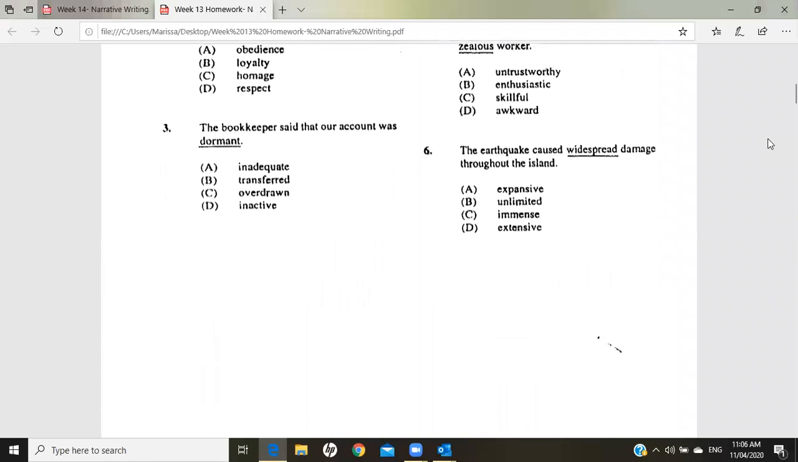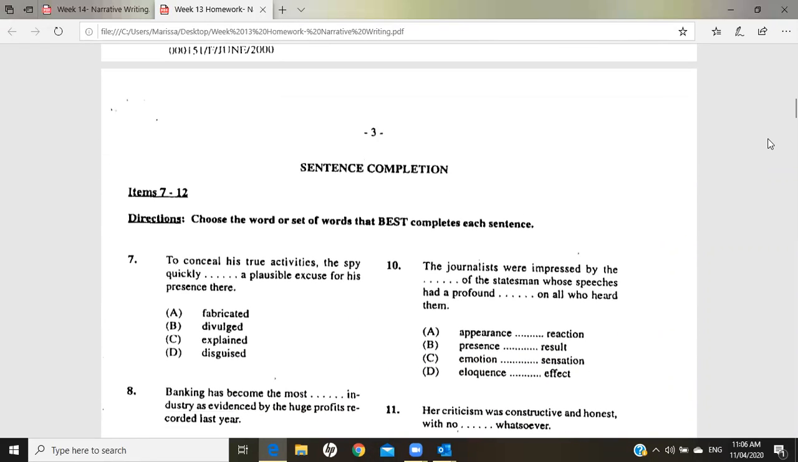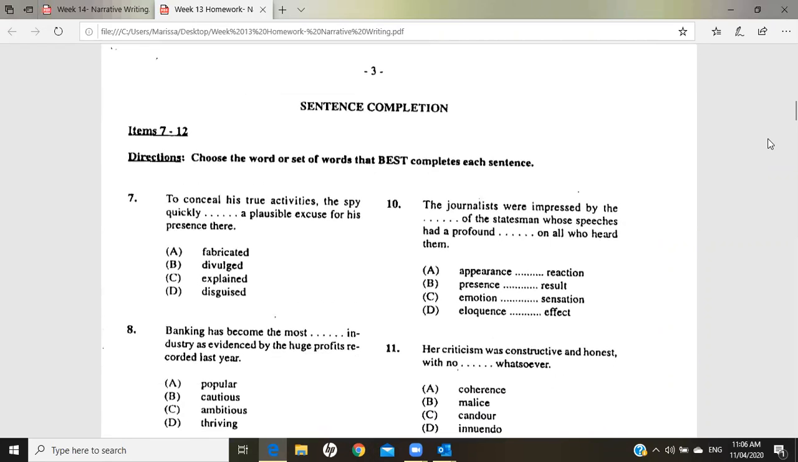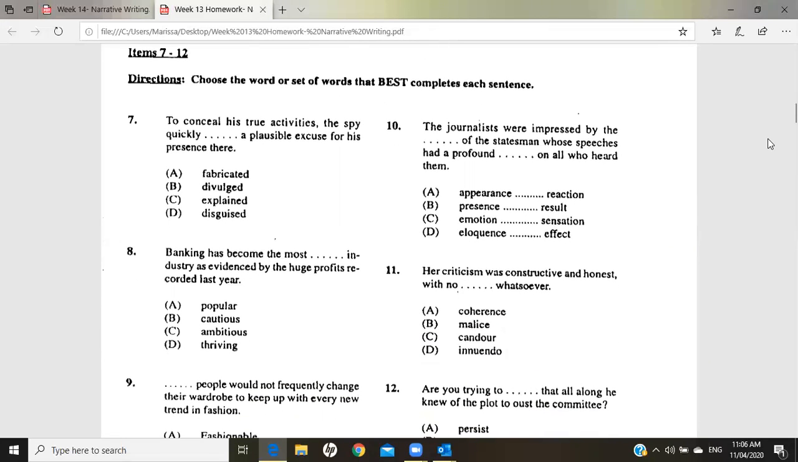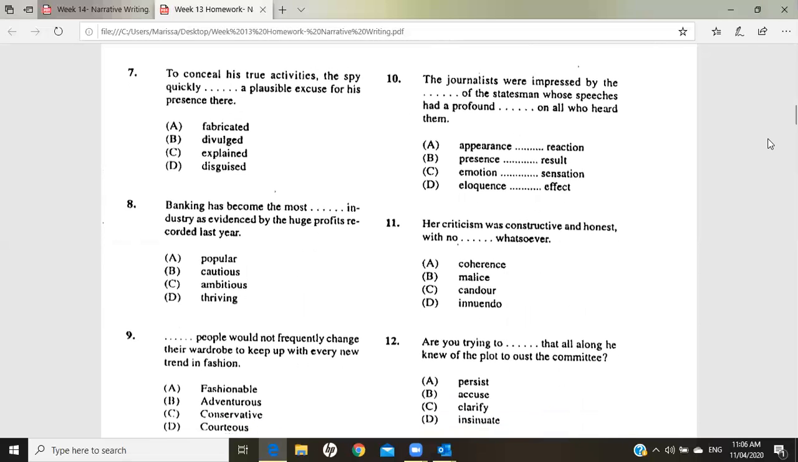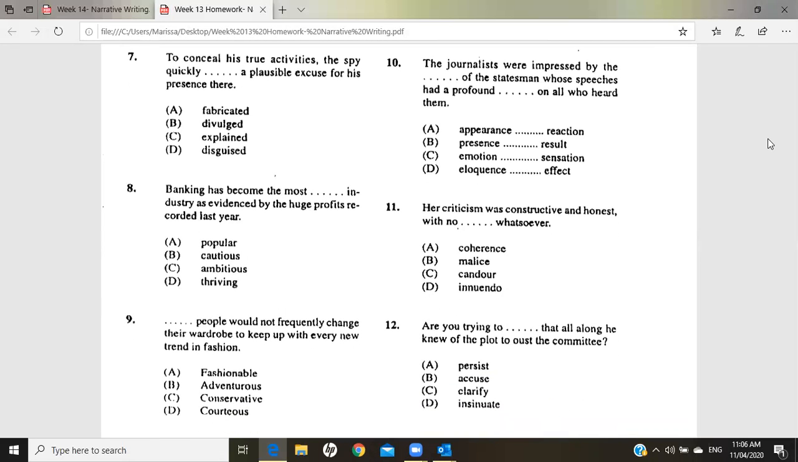So let's move on to the second section, which is the sentence completion. You have to choose the word or set of words that best completes each sentence. In this section, I would call on Rihanna. You're going to read the sentence, and you could also tell me your response. So number seven. To conceal extra activities, the spy quickly something a plausible excuse for his presence there. I put E. Yes, the answer is A, fabricated.